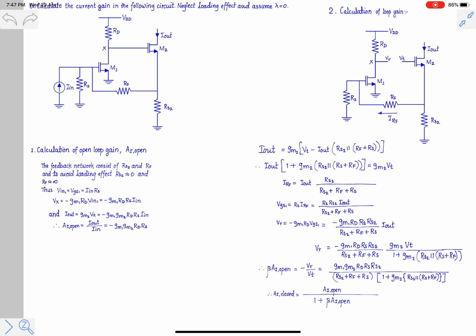In the next session we will see the more practical case where there is a loading effect of the feedback network. We will see it in the next session.